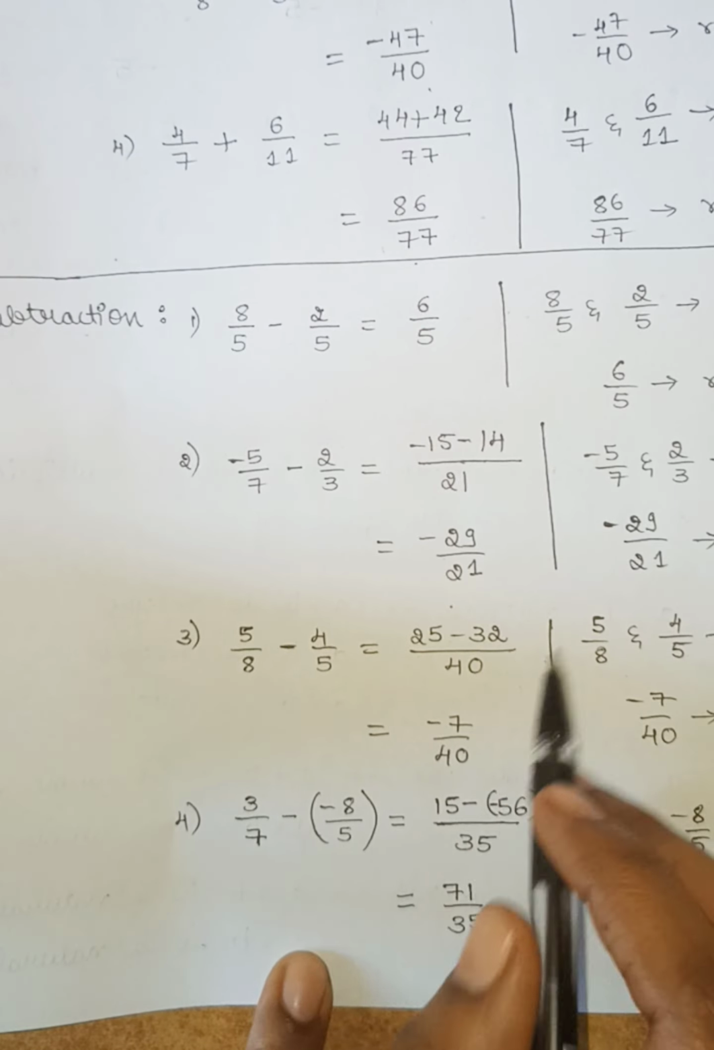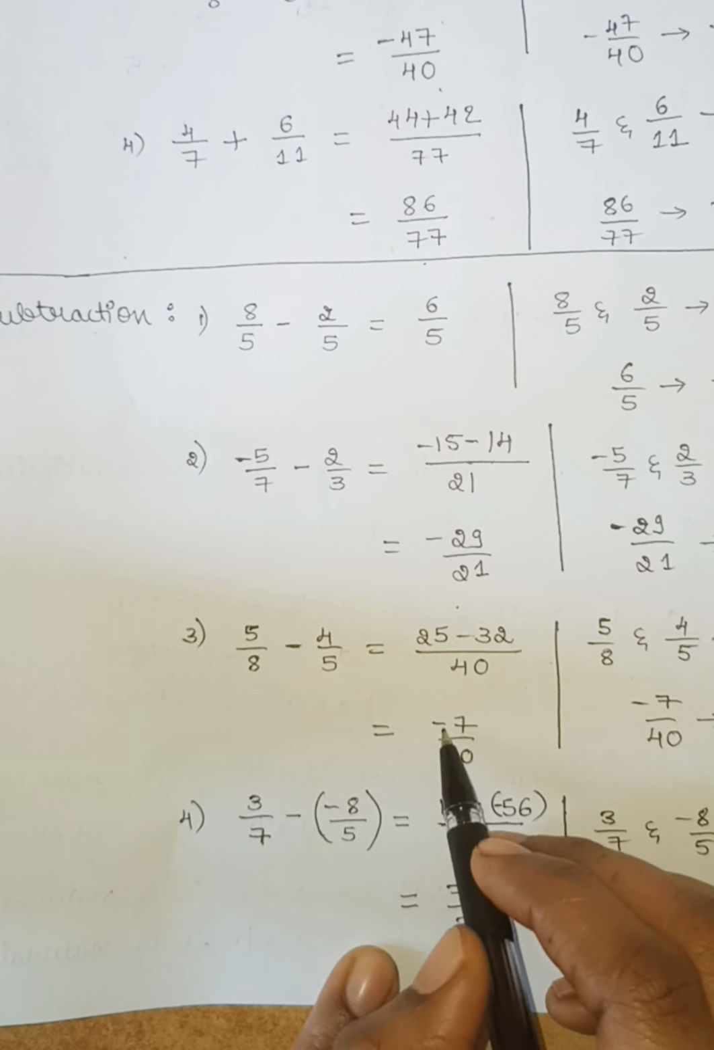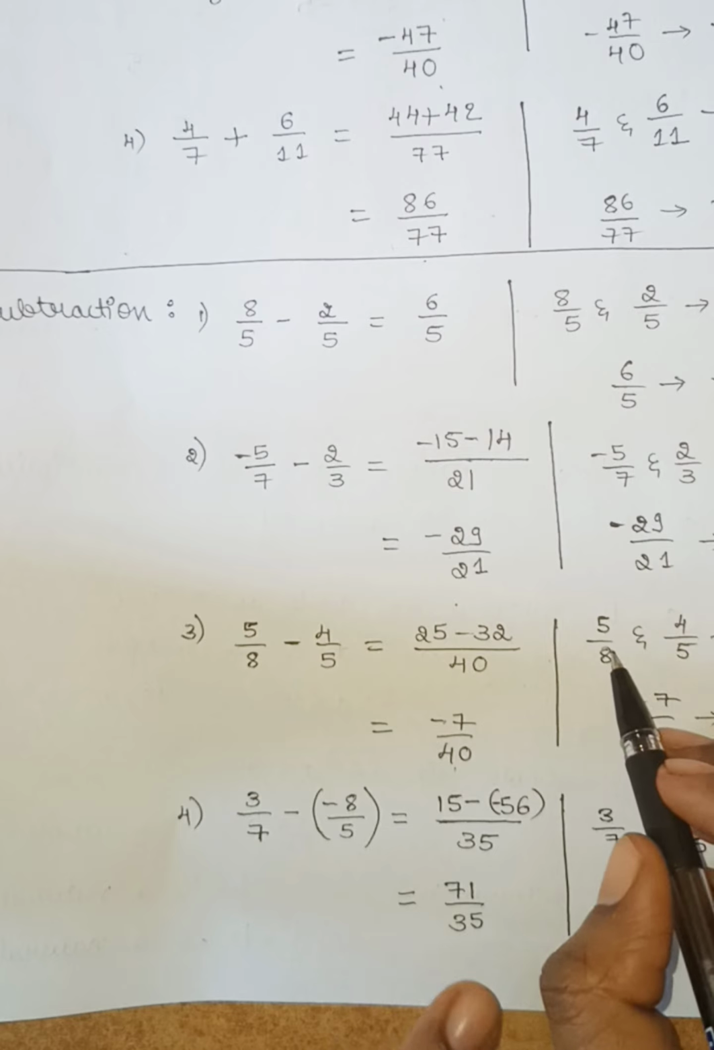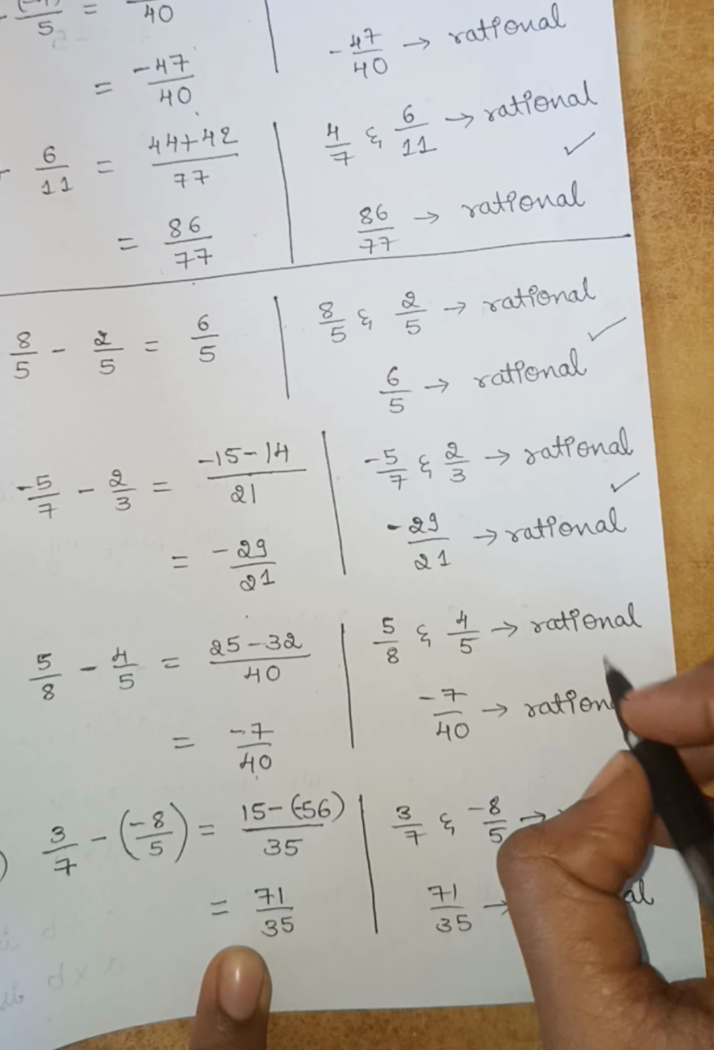We are subtracting: 32 minus 25 is 7, and putting the larger number's sign, minus 7 by 40. So 5 by 8 and 4 by 5 are rational numbers. Minus 7 by 40 is also a rational number. So it follows closure property.